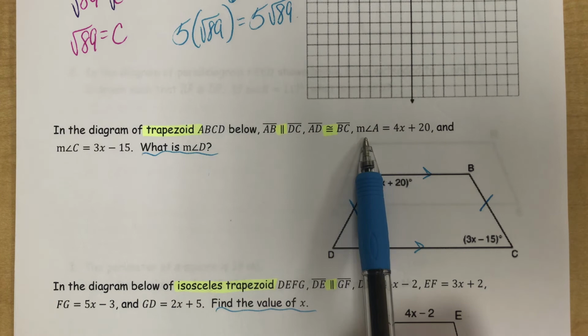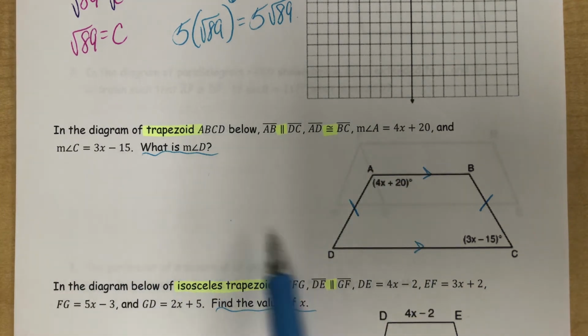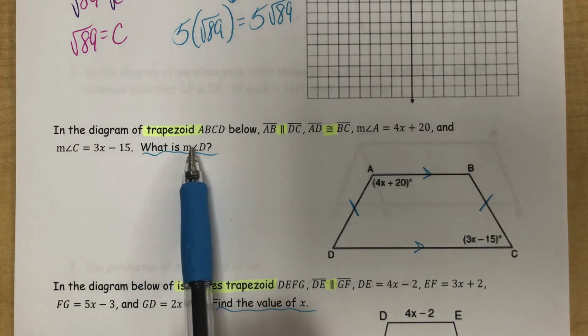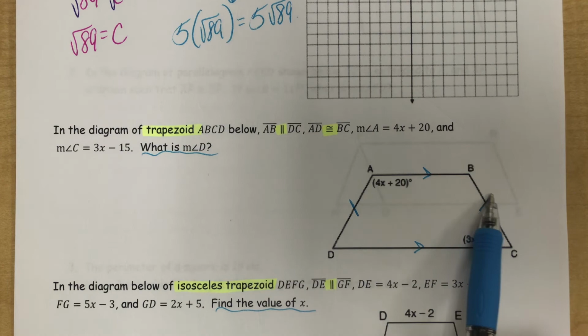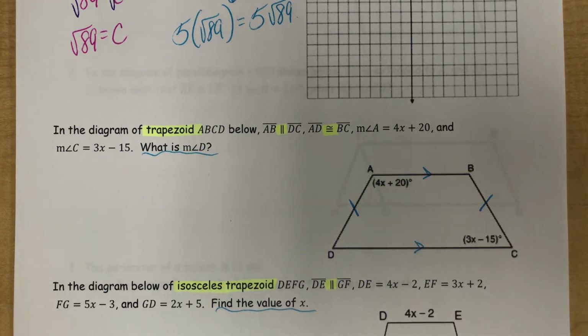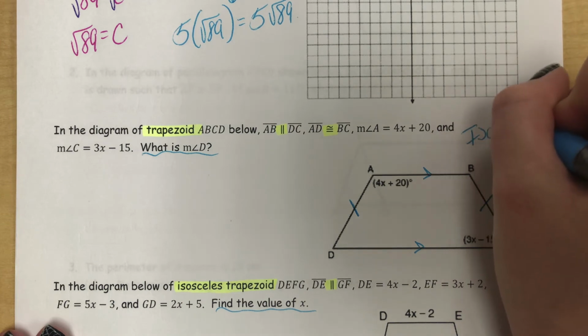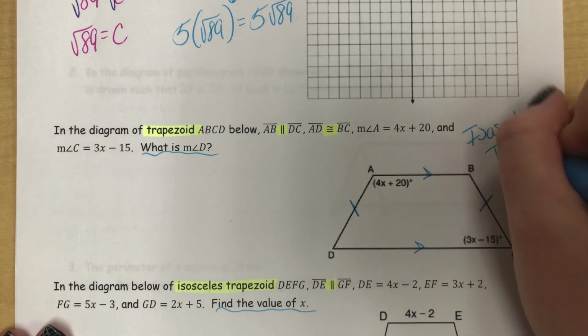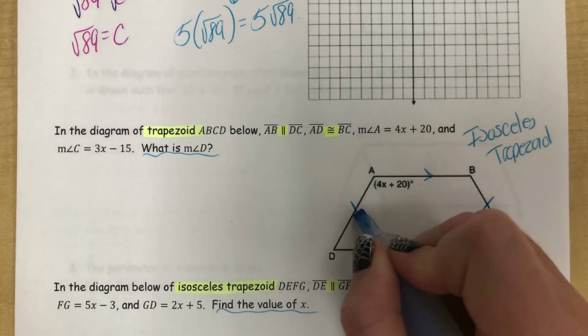The measure of angle A is 4x plus 20, here it is. The measure of angle C is 3x minus 15, here it is. What is the measure of angle D? All right, here we go. This isn't just some regular trapezoid anymore. When I have one pair of opposite sides being congruent, this is now an isosceles trapezoid. Let's write that down. Isosceles trapezoid. So just like in an isosceles triangle, I know that my base angles are equal.